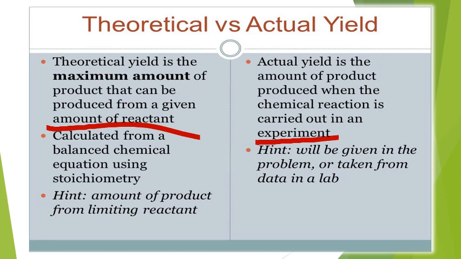So the hint mentioned is the amount of product from the limiting reactant. If you remember, the product formed is always worked out by means of the limiting reactant. In the case of the actual yield, it is given in the problem or taken from the data in a lab, from whatever numerical you have been given. Here it is mentioned that this is the quantity of the product which is actually produced.